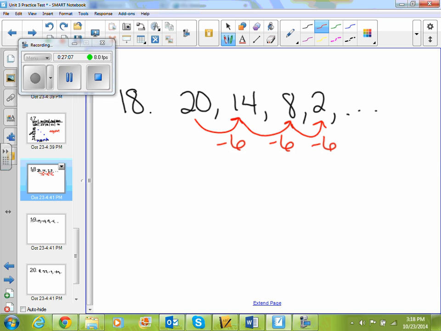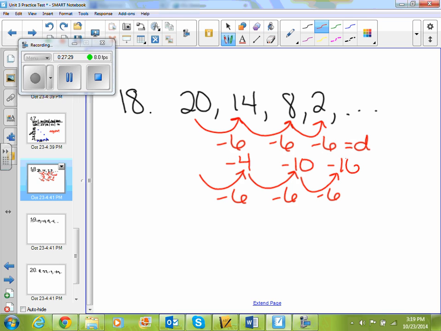Why? Because they're all the same. Perfect. And so that's called my common difference. I'm going to label that D. Okay, so then if I keep going with subtracting 6, then I'm going to get negative 4. Negative 4 minus 6 is negative 10, and then negative 16. So my next three terms would be negative 4, negative 10, negative 16.